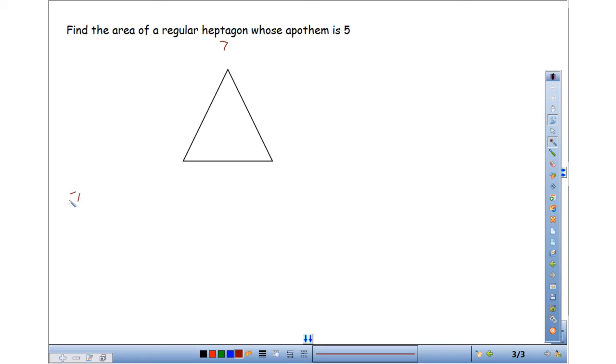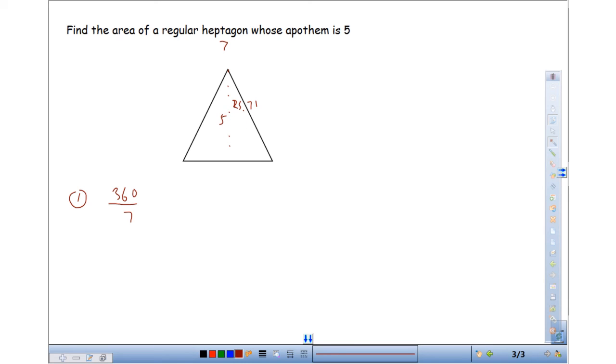So the first thing we do is we find our central angle, so 360 divided by 7, which is 51.42. We're going to go ahead and divide that by 2 because we're going to need it, right? So 25.71. Our apothem is 5, so that means this is 5.